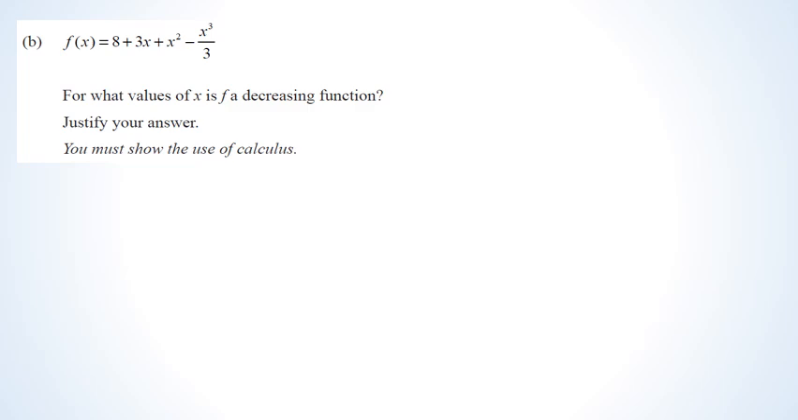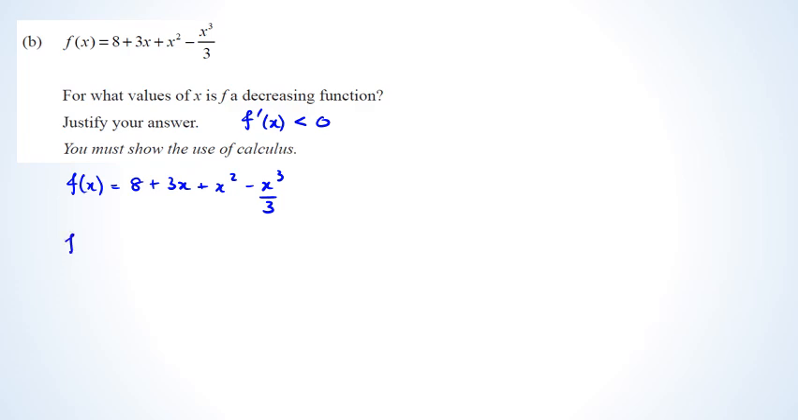So 1b, we've got this function and it's asking for what values of x is f a decreasing function. Now, for you to have a decreasing function, that means the gradient has to be negative. So if you think about it, we're looking for when f dash of x is less than 0. So our first step is to figure out what f dash of x is. So I'm going to write down f of x first. So I've got 8 plus 3x plus x squared minus x cubed over 3.